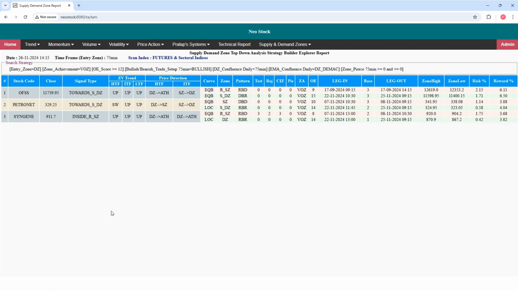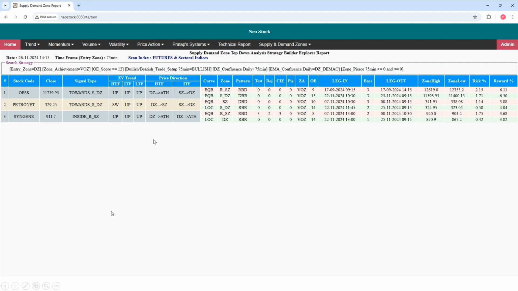That is the beauty of our software. It identified all these combinations. It performs the checks and identified these zones as bullish trade setup zones. It uses price direction, it uses trend, all these concepts, and location, that is nothing but curve. All these concepts the software uses. Apart from that, it is also using zone confluence. Apart from that, it is also using EMA confluence. Which EMA? ITF EMA, because we are using LTF and ITF demand zone confluence in this strategy.